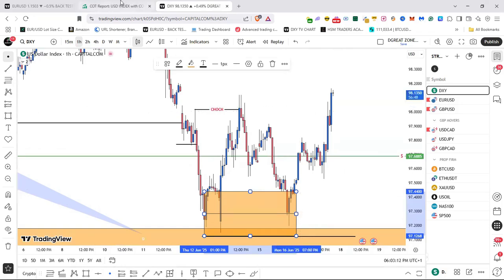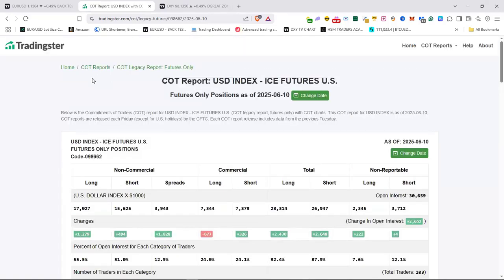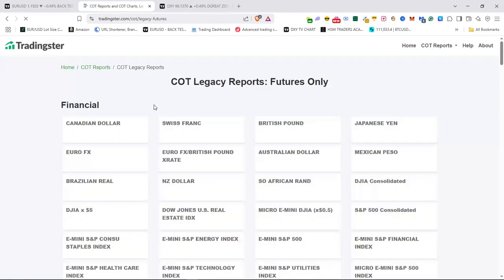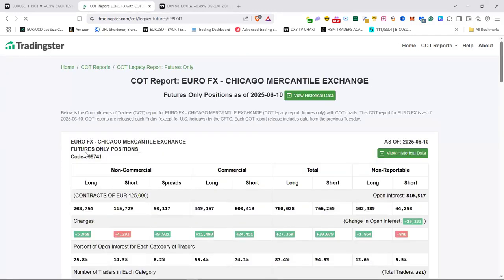Now we can look at Euro futures as well. Let's look at Euro futures. This will bring us to the end of this COT report reading. Okay. So look at COT reports, COT legacy report. Let's look at Euro futures. What is happening on Euro futures? Are they increasing? Do they still want to keep pushing Euro up, or are they looking to short it? So look at what they are doing.